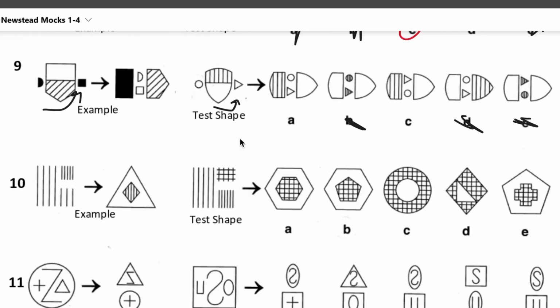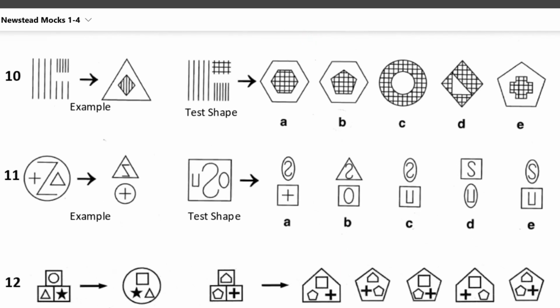these inside shapes are going to, if it's semicircle over here, it's going to go on the top. If it's circle here, it's going to go on the top, which means you get something that looks like A. Question number 10, we have a triangle on the outside.